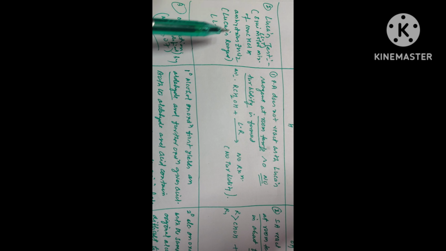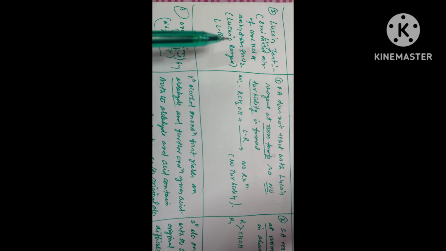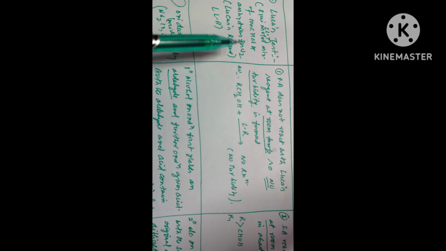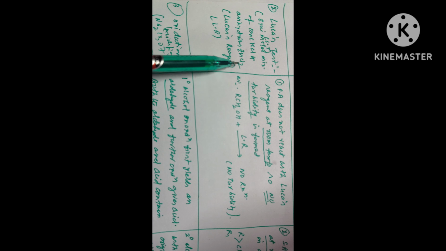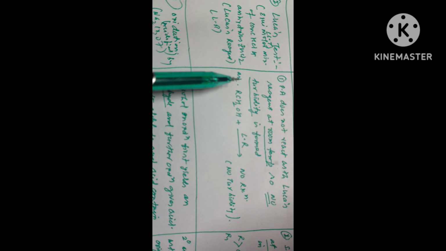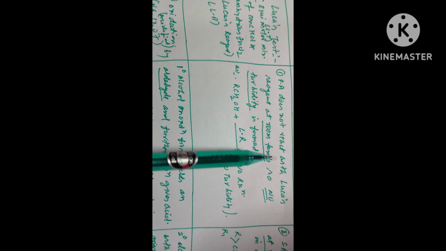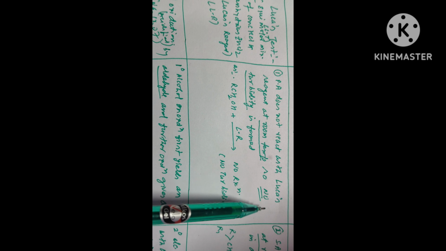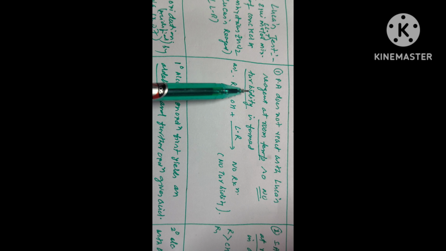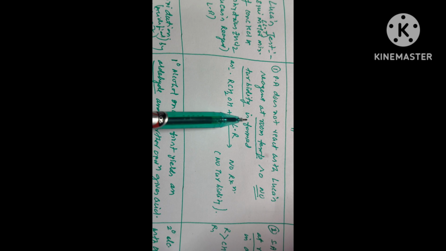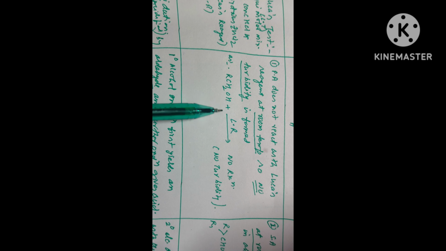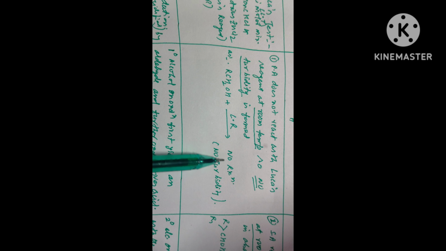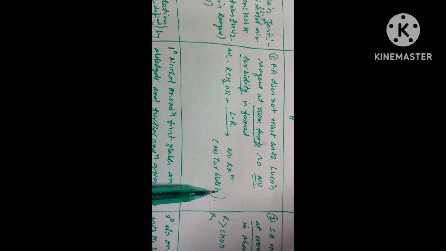Now, what is the Lucas test, and how can you distinguish 1 degree, 2 degree and 3 degree alcohol by it? In the Lucas test, generally it is a mixture of conc. HCl and anhydrous ZnCl2. That is called Lucas reagent, denoted by the symbol LR. Primary alcohol does not react with the Lucas reagent at room temperature, so no turbidity is formed. RCH2OH plus Lucas reagent: there is no reaction, therefore no turbidity.